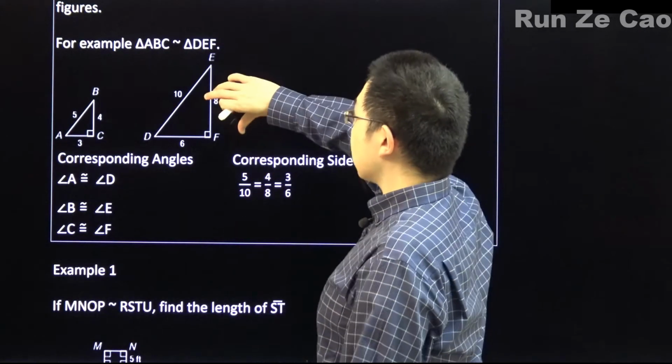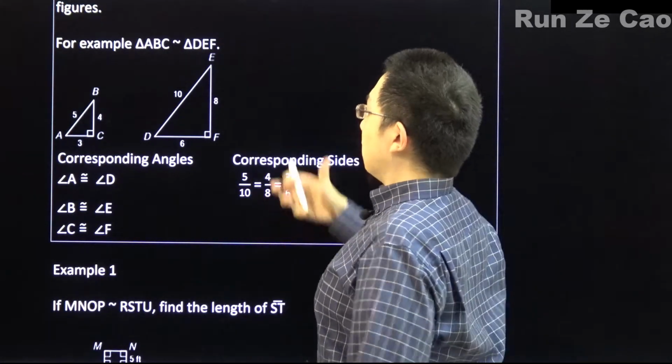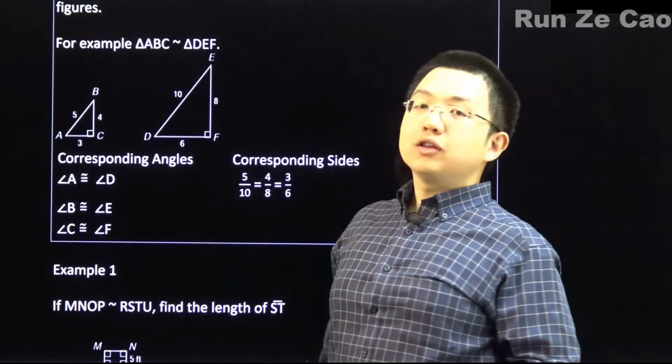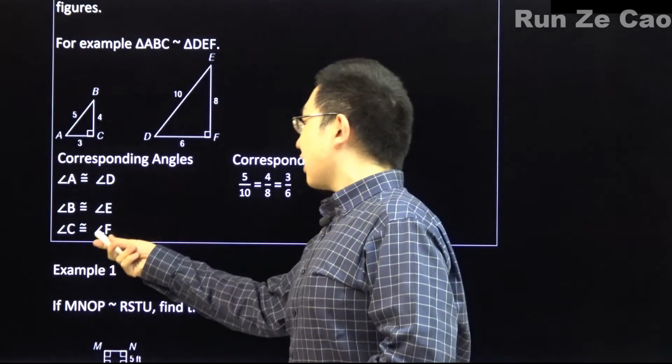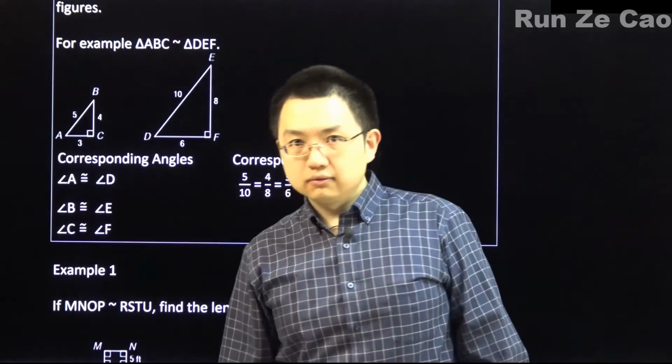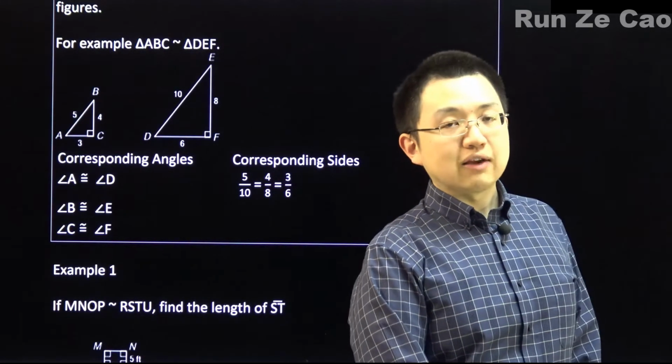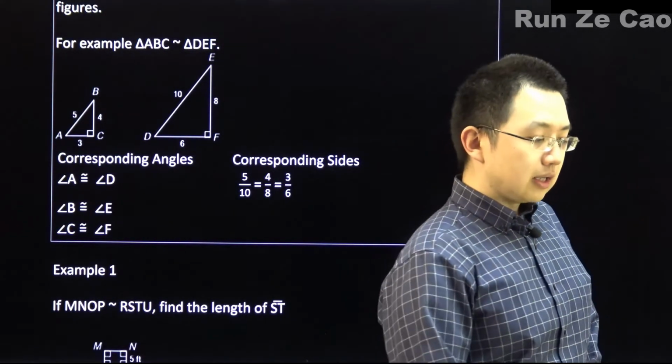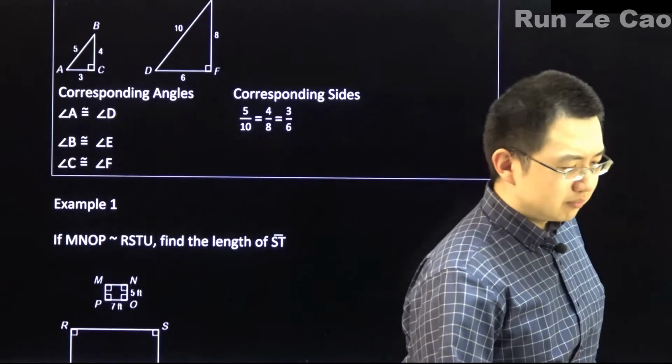Because guess what, guys? You can flip this around or rotate it, and they would still be similar shapes as long as the angles correspond and the sides also correspond. Of course, they have to correspond in the same order. Yeah, that's kind of important too.